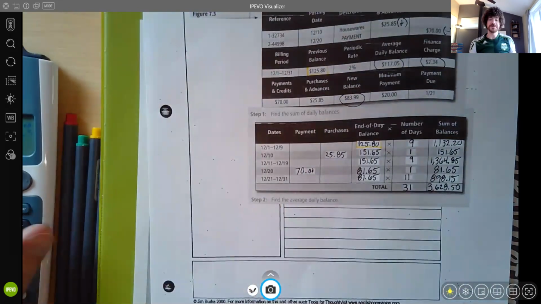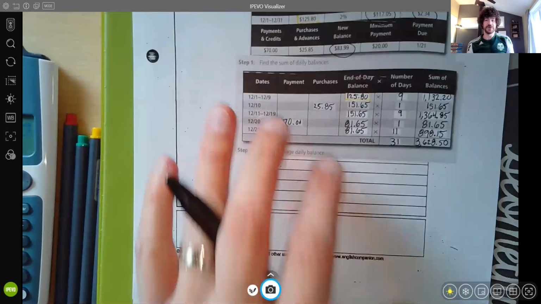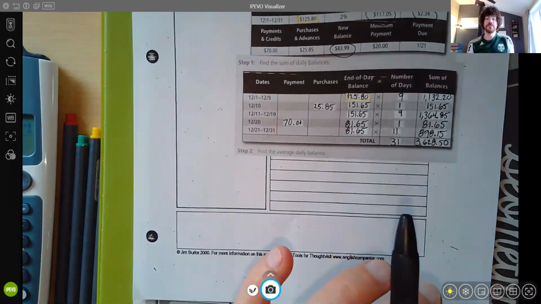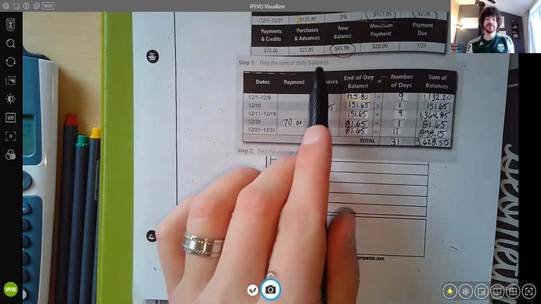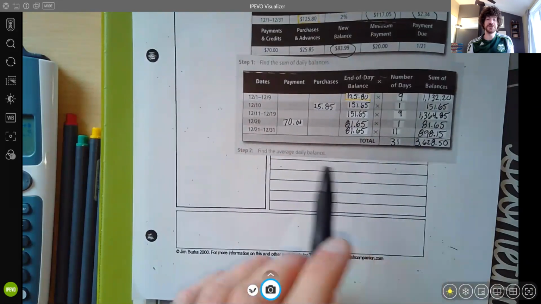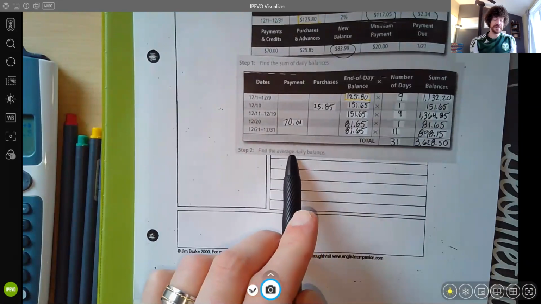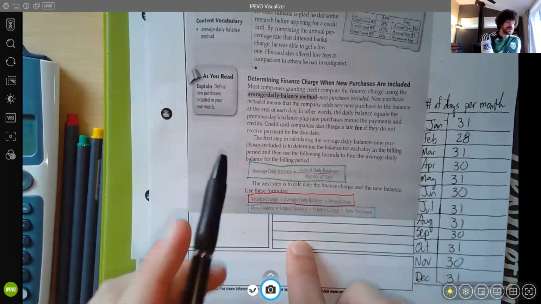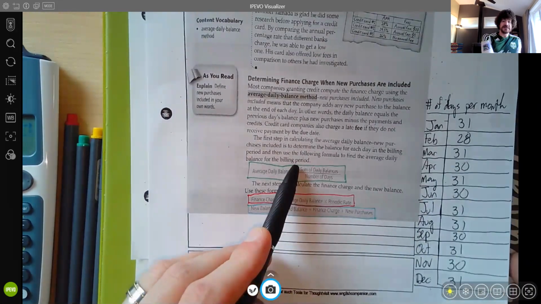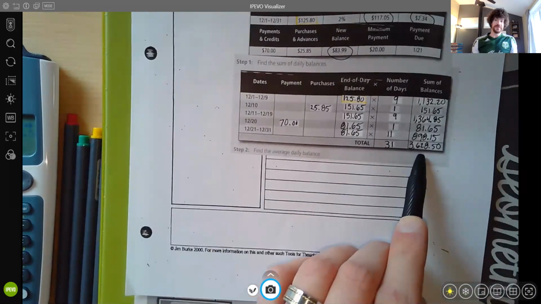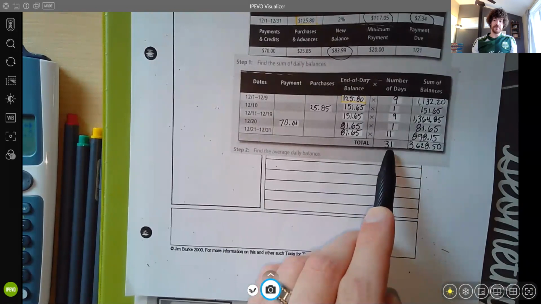Now that doesn't mean that that's how much she owes. It's not how much she owes because it's just showing the total of everything that was purchased. But what we have to do, it says, first of all, step 1, find the sum of the daily balances. We just did that here. Step 2, find the average daily balance. Well, that's this formula right here that I've put in green. The average daily balance is the sum of the daily balances divided by the number of days. So it's just this number here divided by this number here.